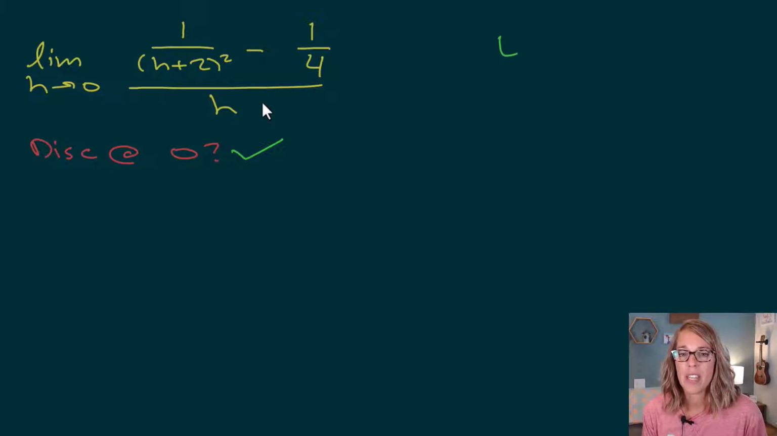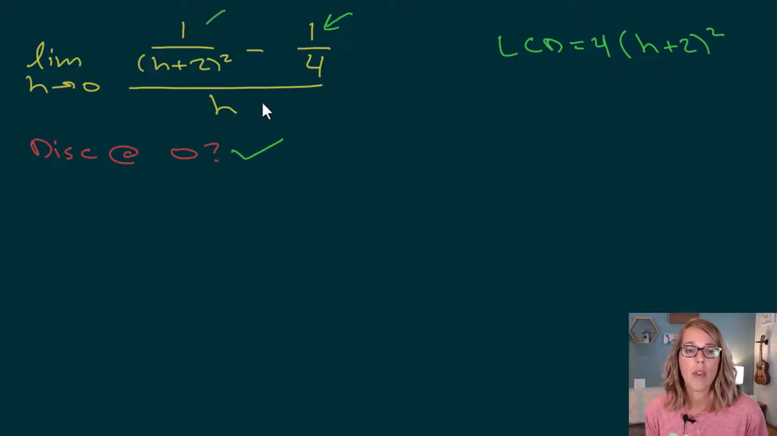Now my LCD, if I look at both of those fractions, is going to include the 4 from this fraction, and it's going to include the h plus 2 quantity squared from this fraction. I need to go through and multiply everything, each term, so fraction, fraction, and my denominator by my LCD. Let's go ahead and rewrite this, multiplying that LCD through.